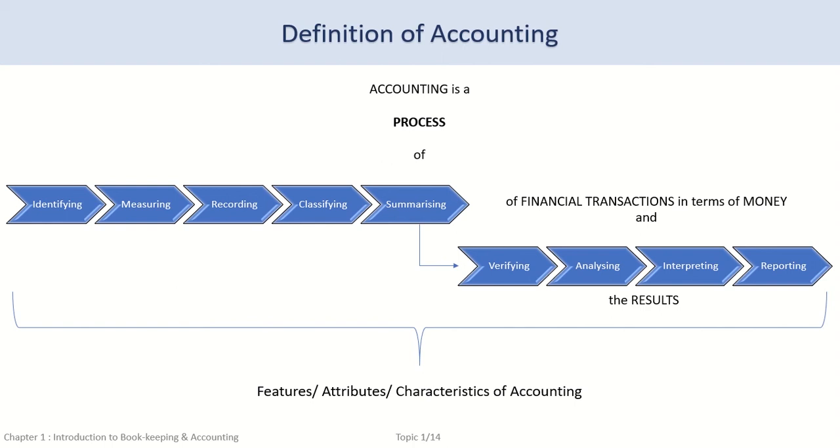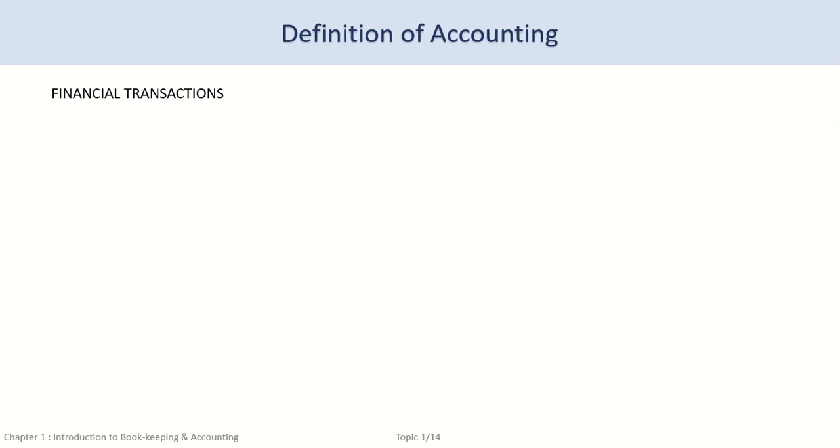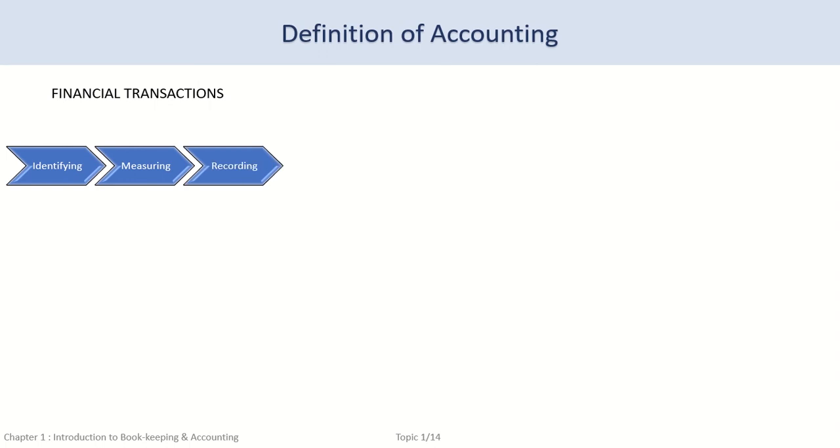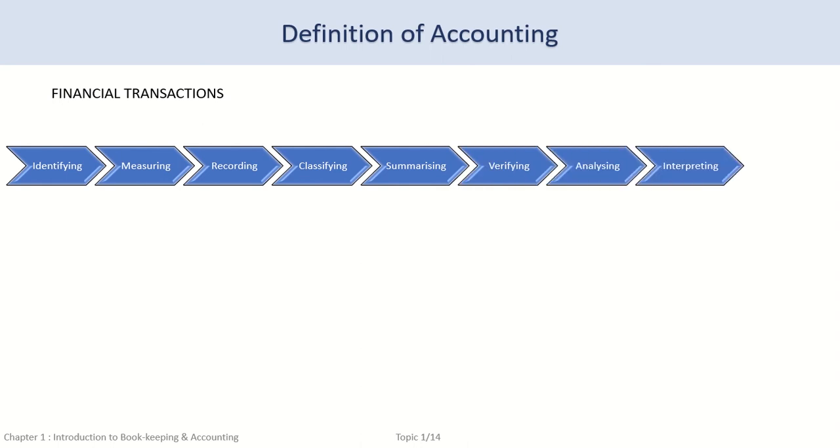Let's start with the core part of the definition, financial transactions. As per the definition of accounting, there are various steps performed for financial transactions. We identify a financial transaction, we record a financial transaction, we then classify as well as summarize the financial transactions, and later on we verify, analyze, interpret, and report the results of financial transactions. The entire accounting process is all about financial transactions and its result.